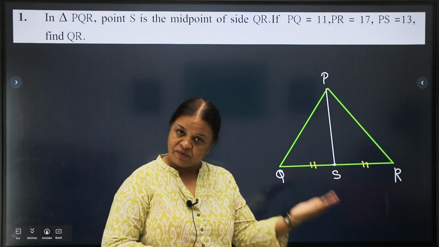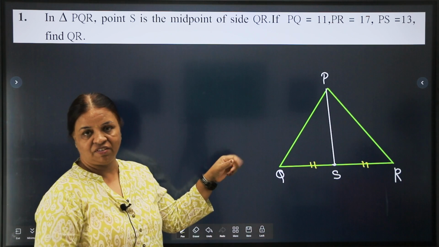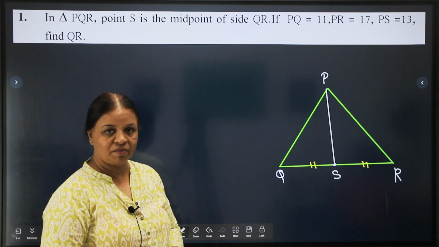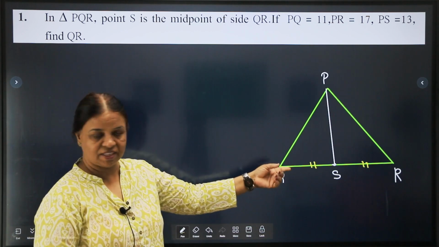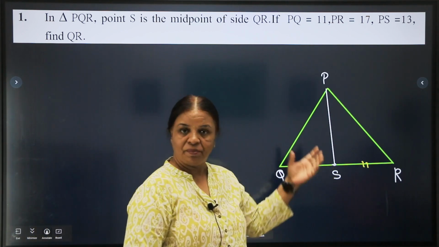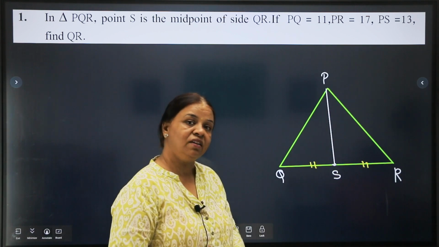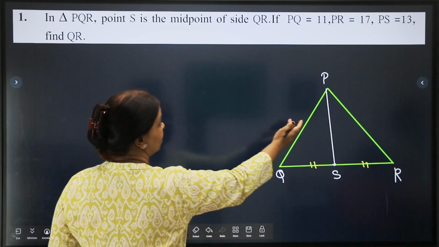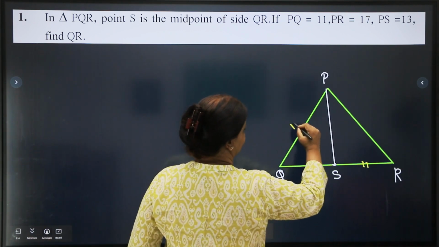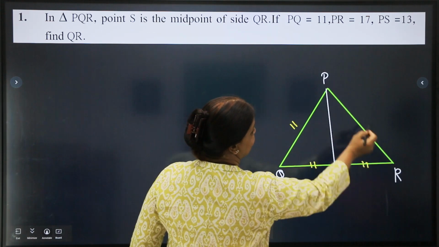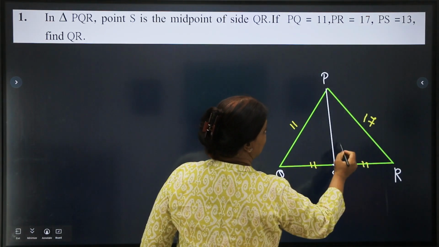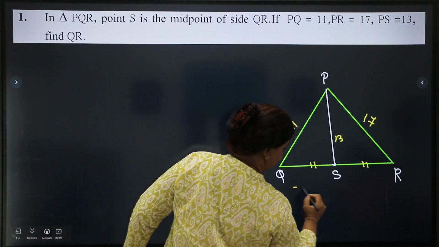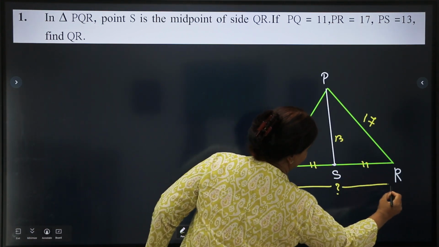then before this we have done video number 7. In video number 7 we have done Appollonius theorem. So we will be applying the Appollonius theorem, because midpoint is given, median is given. So median we can make use in Appollonius theorem. So here PQ is given 11, PR is given 17, PS is given 13, and we need to find out QR. This is what we need to find out.